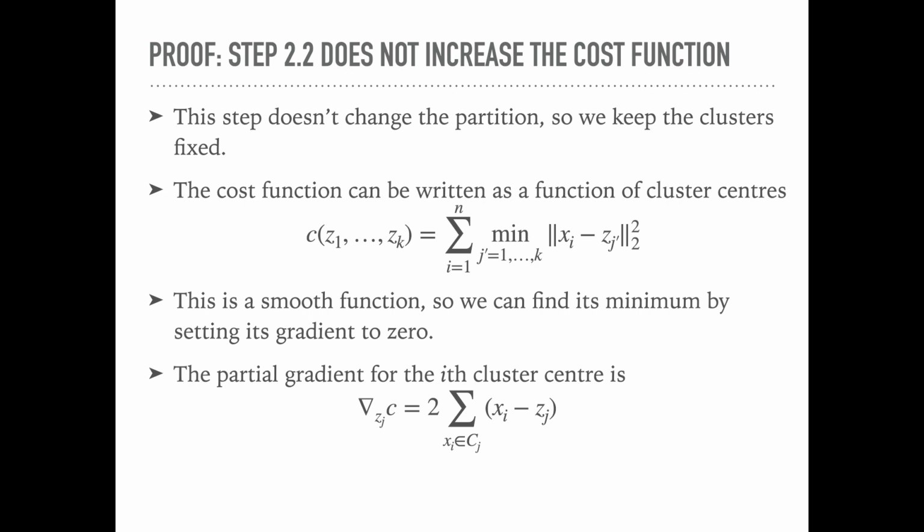Okay, for each cluster center, we can actually write down what that gradient is. So the gradient with respect to the multivariable vector valued variable zj is just given there as twice the sum of the difference between xi and zj. That sum is over all of the xi's in cluster j. Okay, so that's where we're going to be.